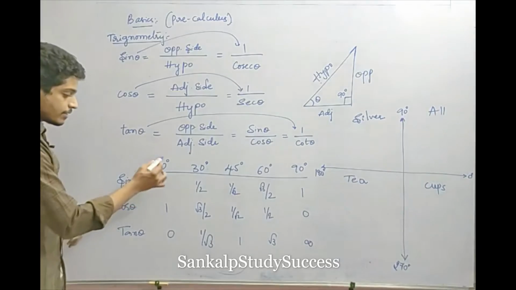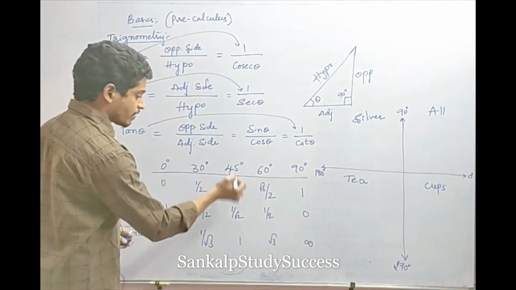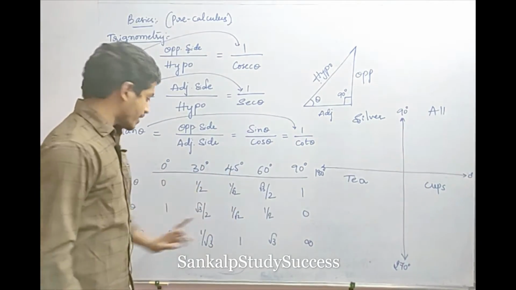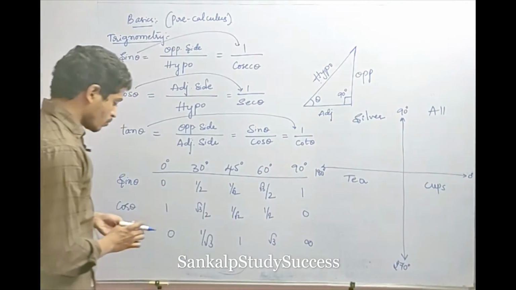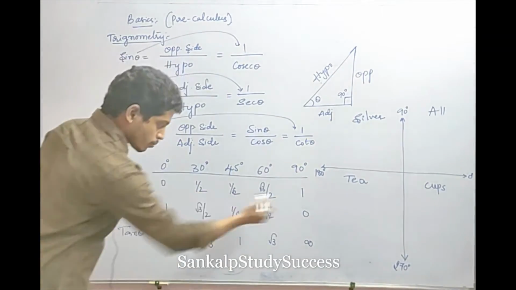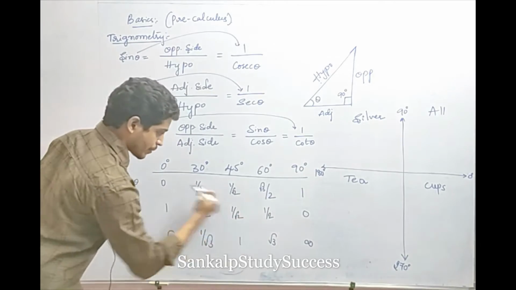So at 0 degrees sine is 0, sine 30 is 1 by 2, sine 45 is 1 by root 2, sine 60 is root 3 by 2, and sine 90 is 1. Now cos comes in reverse order: 1, root 3 by 2, 1 by root 2, 1 by 2, and 0.